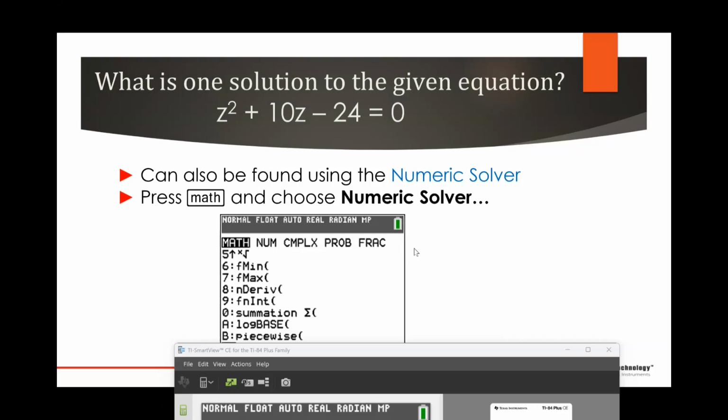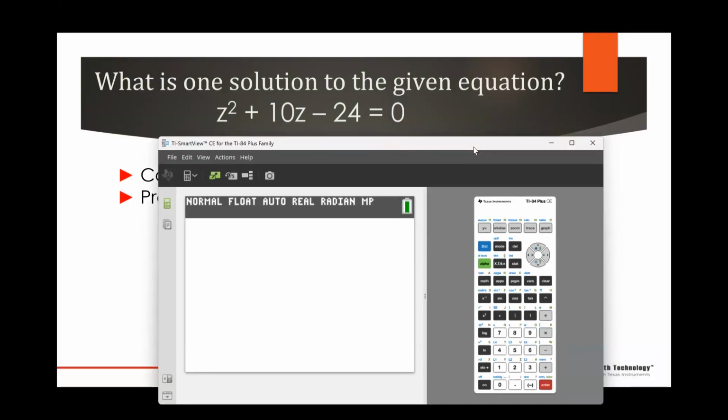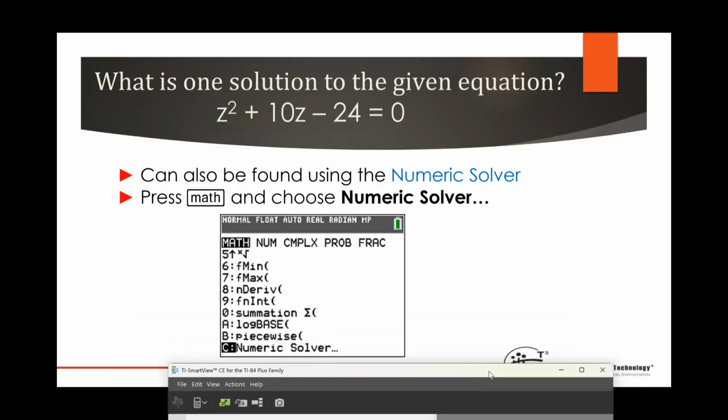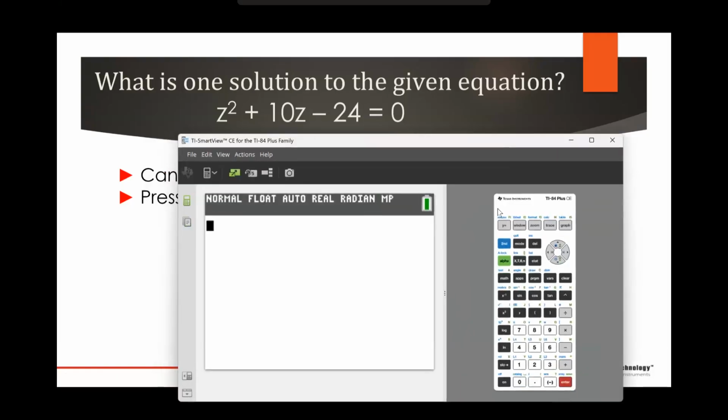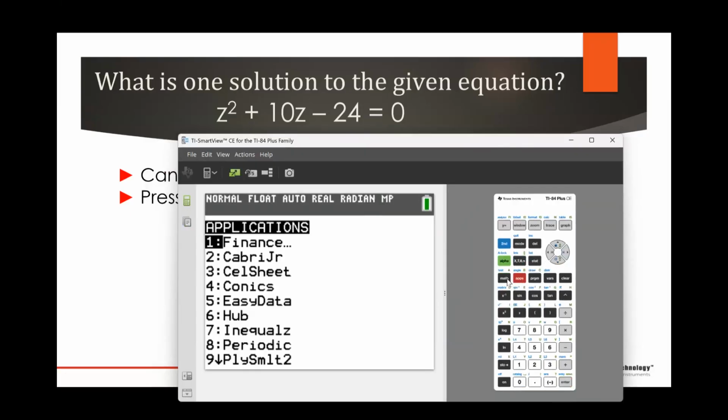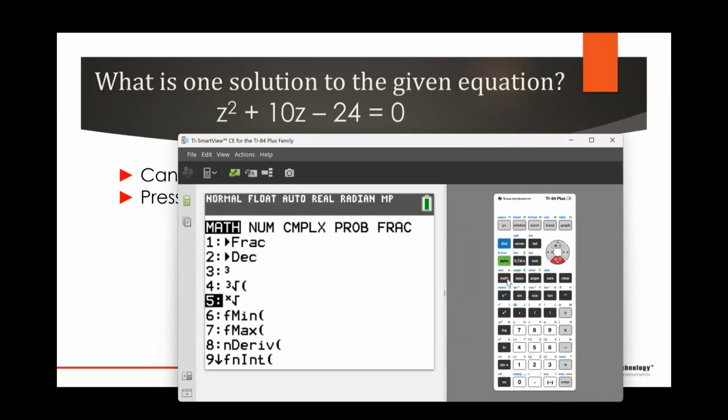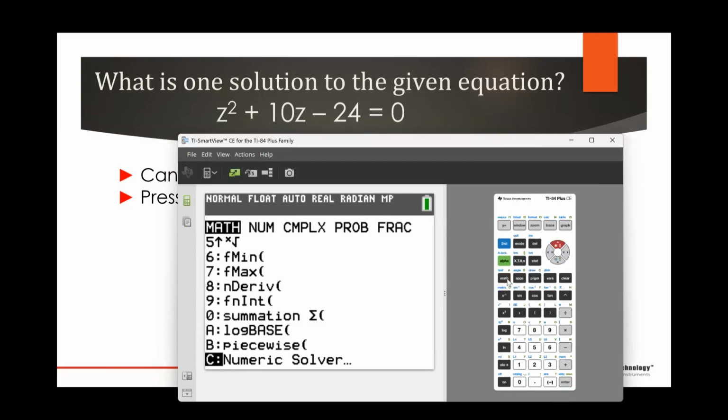We want to show you a thing called the numeric solver, and this is one of those hidden things. No one's aware of it, it seems. We couldn't see it on the PowerPoint because the calculator was covering it. So go ahead and hit math. Now you can see it. We press the math button, and then we've got to scroll all the way to the bottom, but there's a nice shortcut. If you're at the very top, just press the up arrow and it brings you to the bottom of the list, right? At the very bottom is numeric solver.